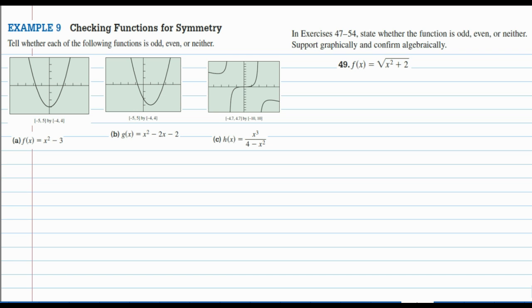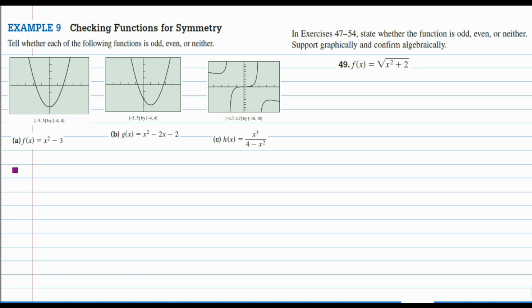Example 9, part A. I can tell you right off the bat that this has even symmetry. It looks the same on the left and the right of the y-axis. But algebraically, I have to prove this. I have to show that any x value I plug in is going to have the same y value, whether it's negative or positive.